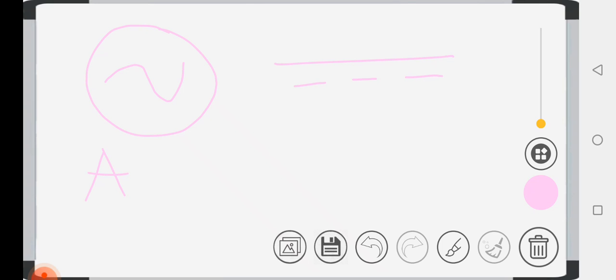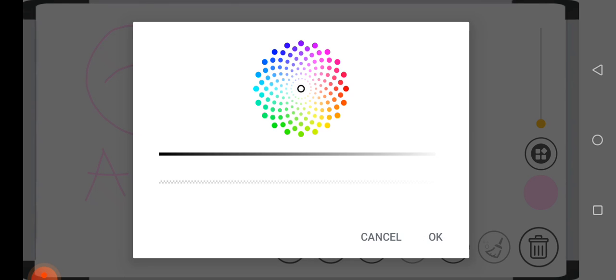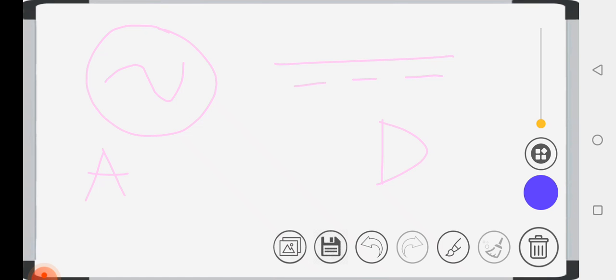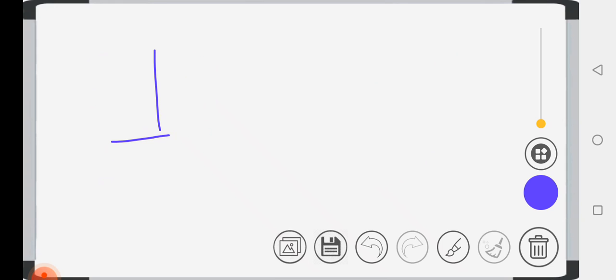Let me use A to represent that, and this other one is direct. Let me use D to represent that. Alternating, direct. I think that's clear. Very, very simple.